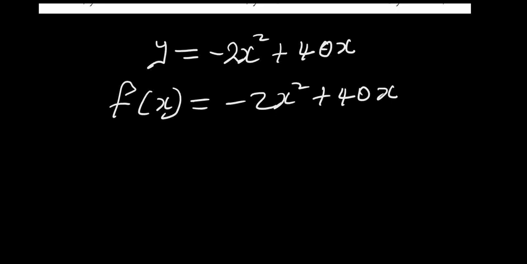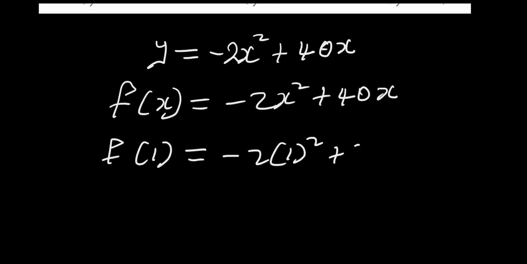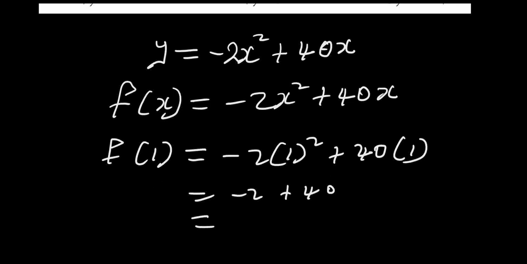If we plug in any input value, that is going to lead to exactly one output value. So let's take, for example, f of 1 equal to negative 2 times 1 squared plus 40 times 1. 1 squared is 1, and 1 times negative 2 is negative 2, plus 1 times 40 is 40, and this is going to be 38. So for every input value, you are going to have exactly one output value. Therefore, this relation is a function. I hope this is clear to you. All right, let's move on to the next one.